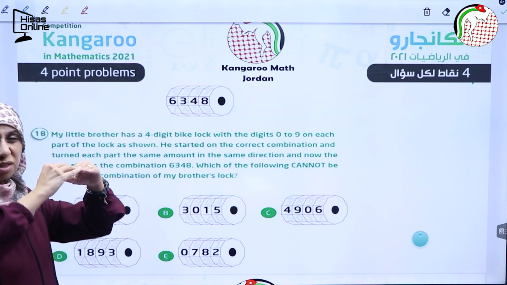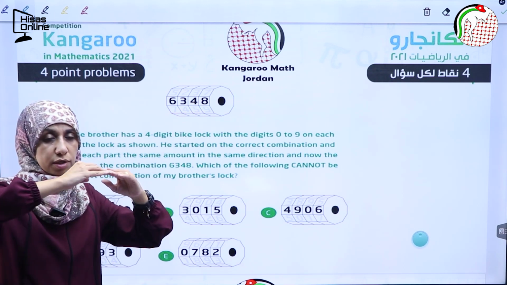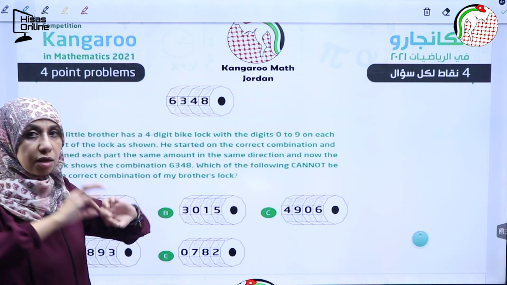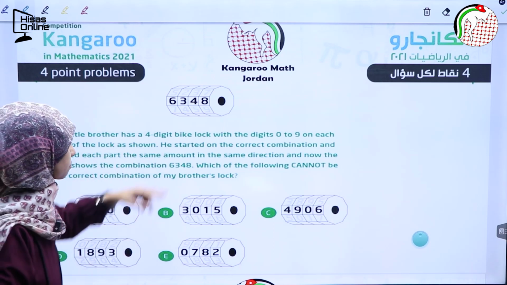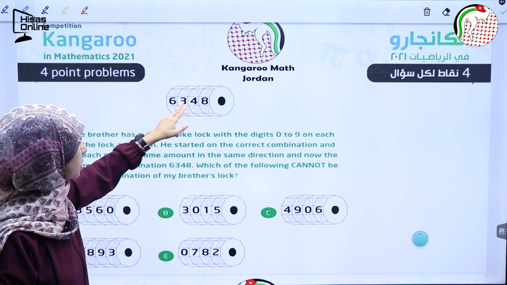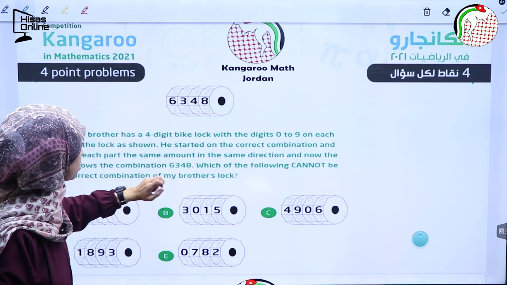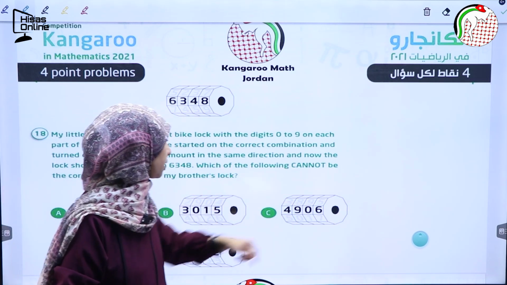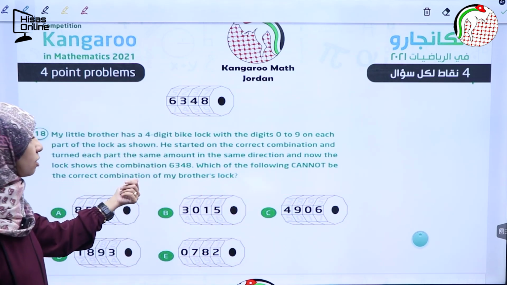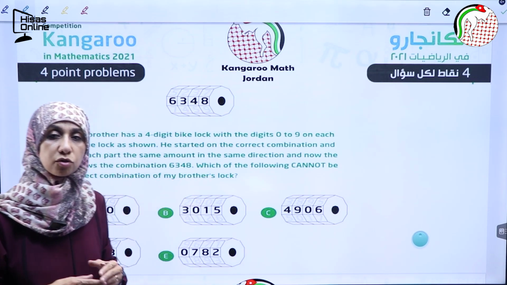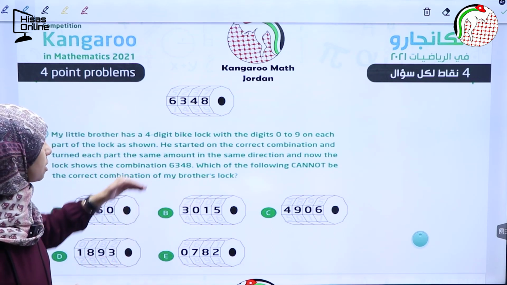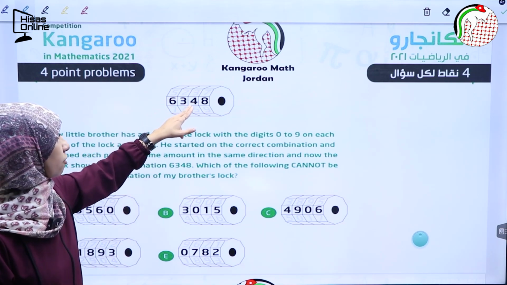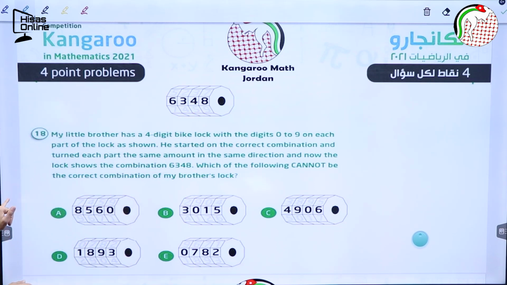So he started from a certain point, then he moved each one the same number of movements. Now, this is the number that he reached, 6, 3, 4, 8. Which of the following cannot be the correct combination of my brother's lock? So we need to find the combination that he started with until he reached 6, 3, 4, 8. Let's see the possibilities here and decide.